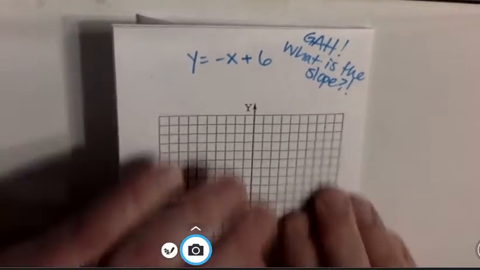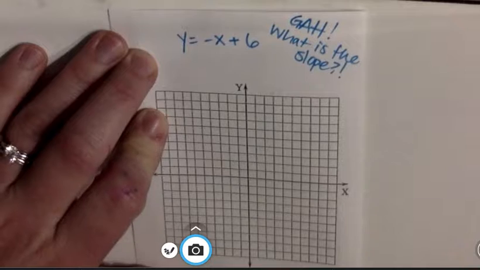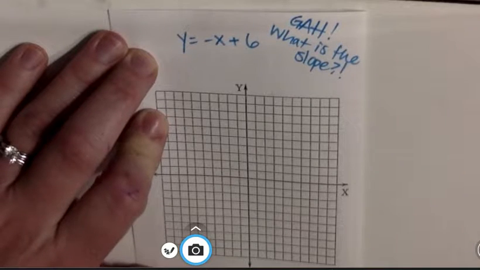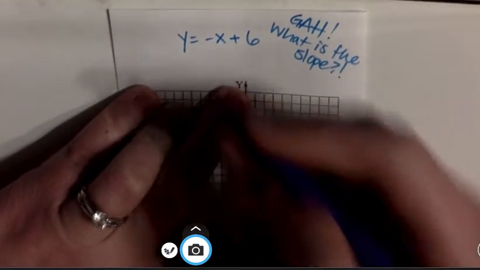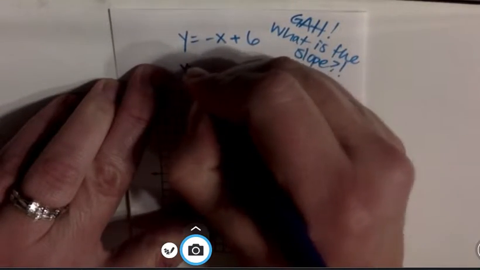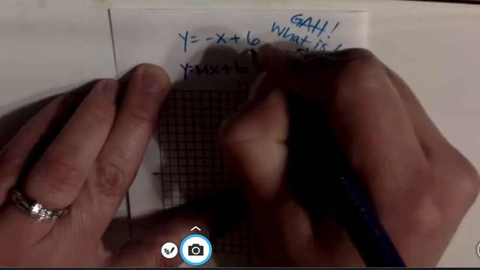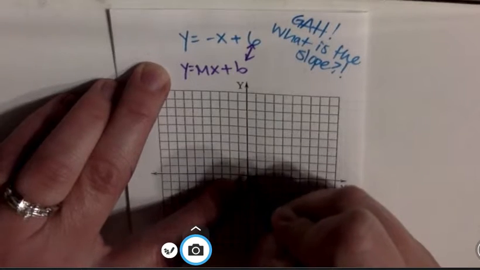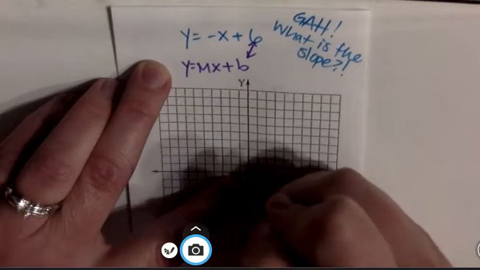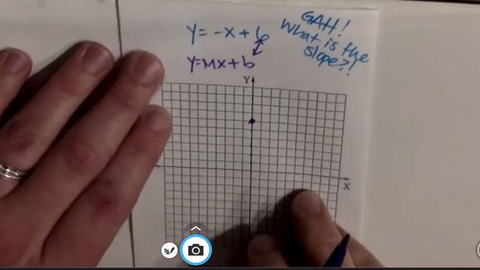We are going to look at one last scenario with our slope-intercept form equations. This one makes me freak out because I don't see a slope. I see, again, base equation y equals mx plus b. I can see my y-intercept of (0, 6), or 6. So I'm going to add that here, 1, 2, 3, 4, 5, 6. I can see my y-intercept.